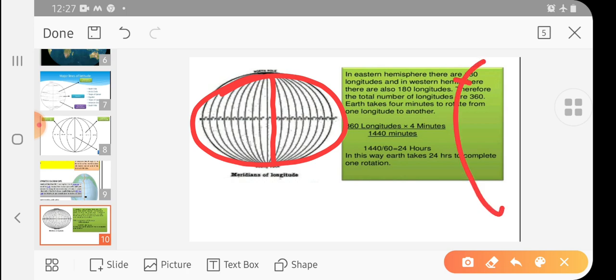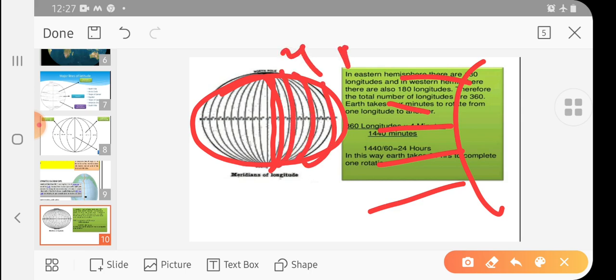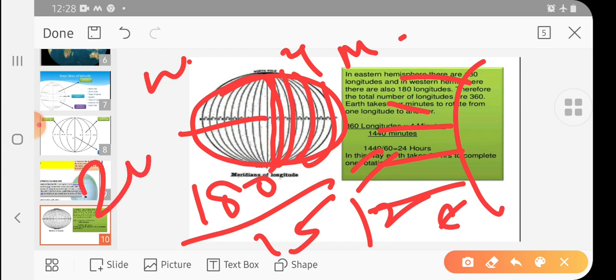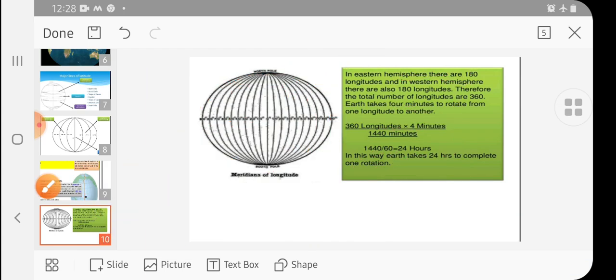So the sun stays on every longitude 4 minutes, 4 minutes, and particularly these are the 180 line. To understand this, 180 can be divided by 15, so that is 12, so 12 on the eastern side and 12 on the western side, so they are 24. These 24 are hours. Okay.